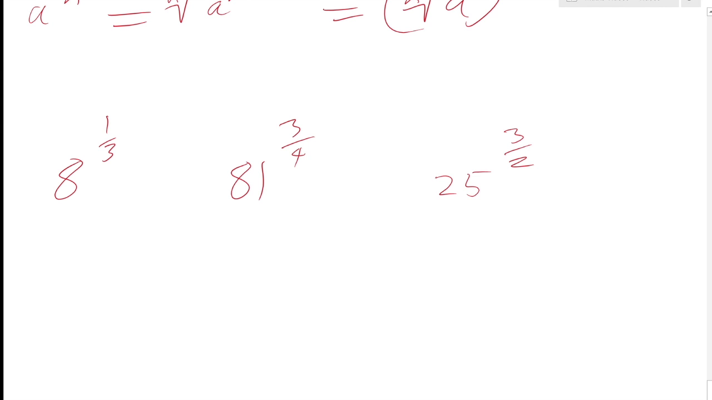I don't particularly fancy working out 25 cubed if I had to do it in my head. 25 cubed and then square rooting that. I'd much rather square root 25 and then cube that. Obviously, the square root of 25 is 5, so the whole thing is just 5 cubed, which equals 125. 8 to the 1/3 is just the cube root of 8, which is 2. And 81 to the 3/4. Well, the fourth root of 81 is 3, so it's 3 cubed, which equals 27.